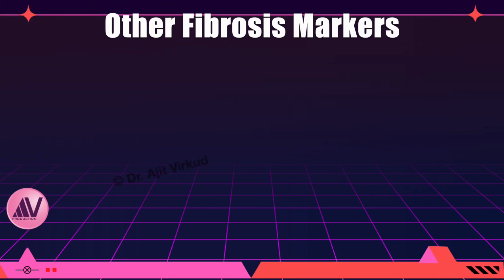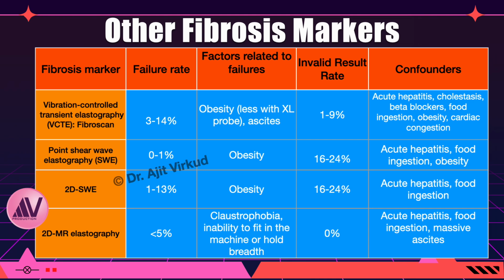This table shows a comparison of failure rates, invalid result rates, and confounders of various fibrosis markers. Perhaps the most accurate test is 2D MR elastography, which is not confounded by patient's age and BMI. It has 0% invalid result rate. You can pause the video here if you want to know more details about the various markers.